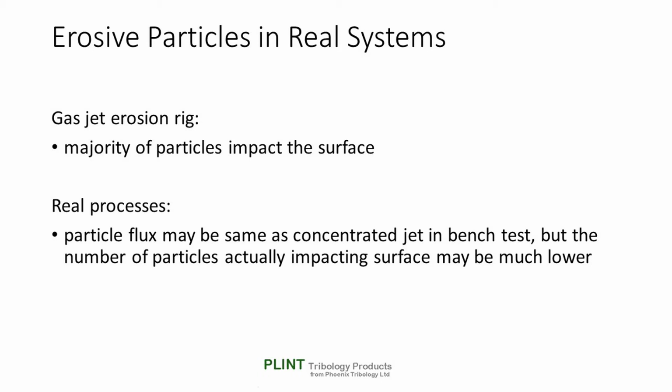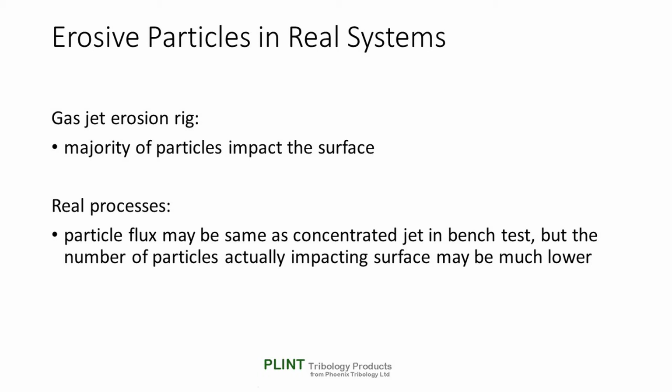In a gas jet erosion rig, depending on the angle of incidence, the vast majority of impacting particles can be assumed to hit the target and dissipate their kinetic energy in generating wear or surface fatigue. The majority of particles impact the surface. This may be slightly reduced when the particles impact normal to the surface, because some particles in the jet may impact rebounding particles. In effect, these incident particles are prevented from reaching the target surface.